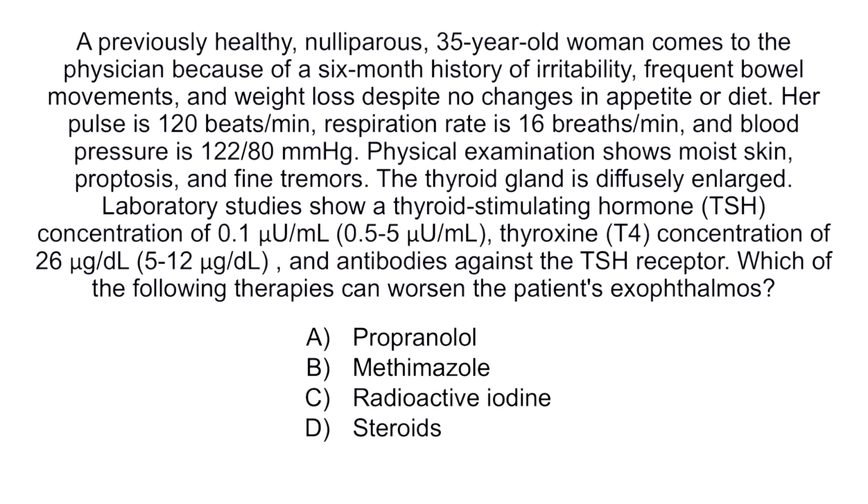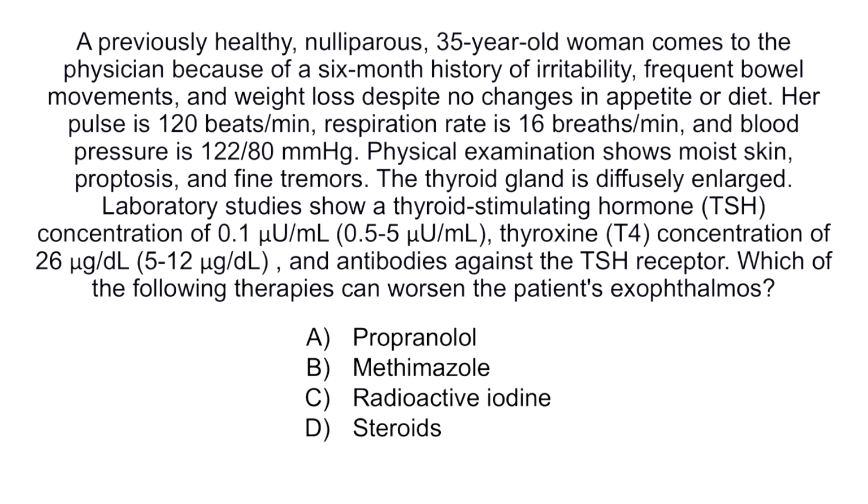Let's solidify important concepts with some board-style questions. A previously healthy, nulliparous 35-year-old woman comes to the physician because of a 6-month history of irritability, frequent bowel movements, and weight loss despite no changes in appetite or diet. Her pulse is 120, respiratory rate is 16, and blood pressure is 122/80. Physical exam shows moist skin, proptosis, and fine tremors. The thyroid gland is diffusely enlarged.